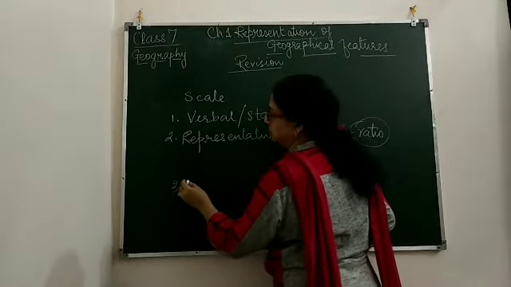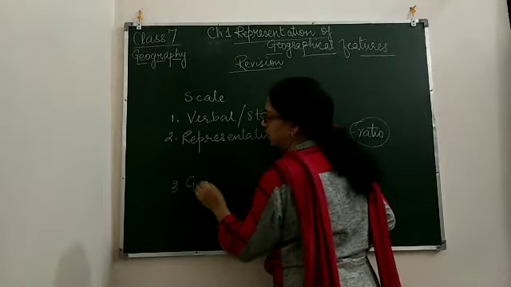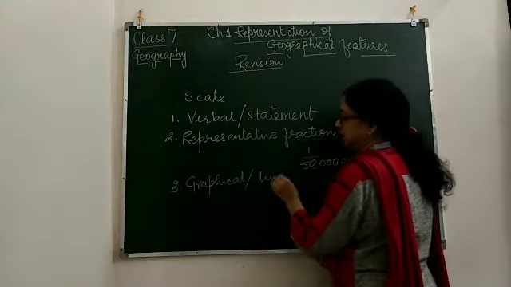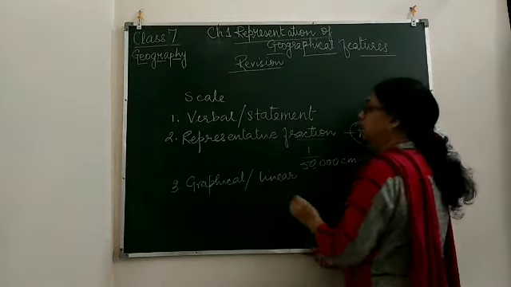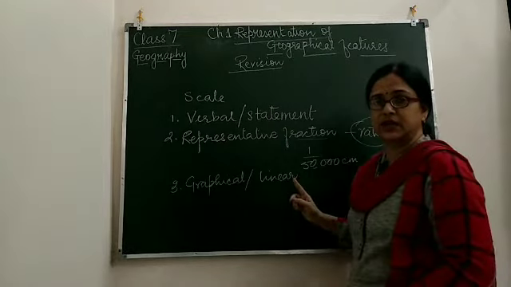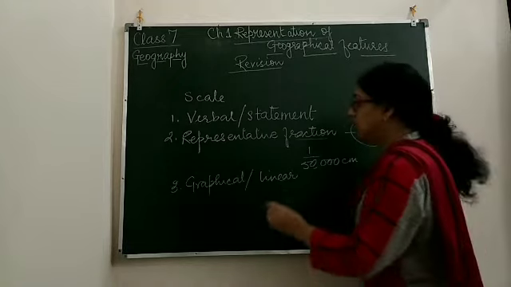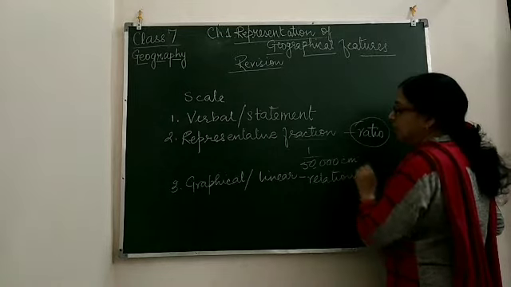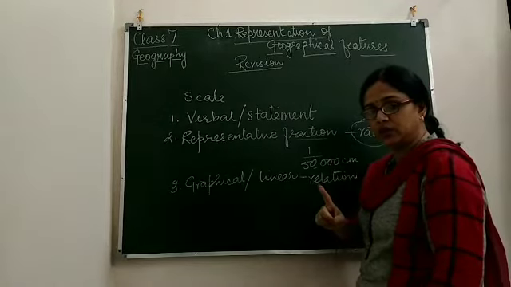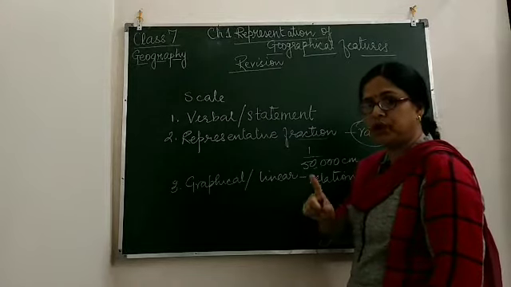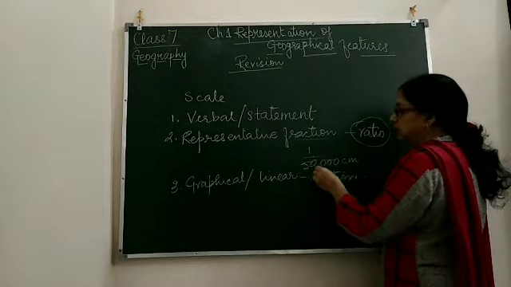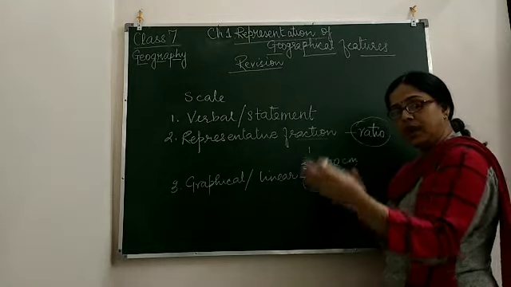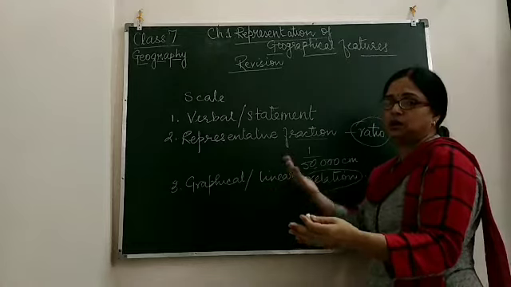Third one is the graphical or the linear scale. It is most commonly known by the name of linear scale. Here it represents the relation between the map distance and the ground distance. So what should we keep in mind? The graphical or the linear scale shows the relation between the map distance and the corresponding ground distance.